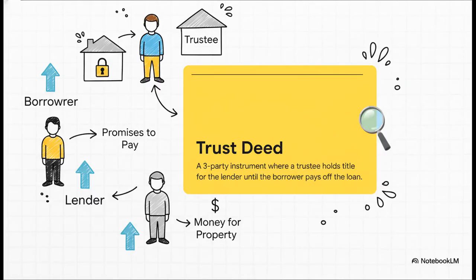Okay, now here's where it gets interesting. A trust deed throws a third person into the mix. So you still have the borrower, they're called the trustor, and you've got the lender, who's the beneficiary. But now there's this neutral third party called a trustee. Their whole job is just to hold on to the property's title until that loan is all paid off.